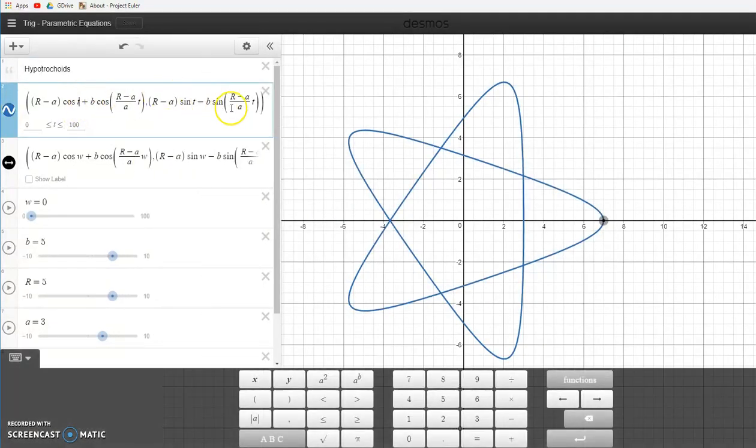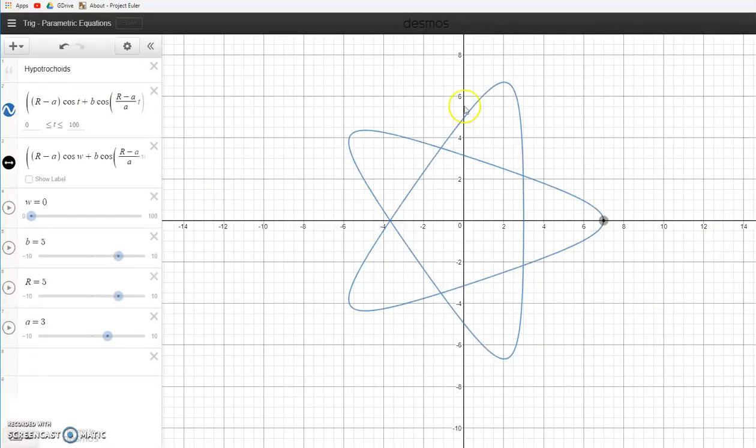Right, here's my equation. I have capital R, lowercase a, and lowercase b. I use different placeholders here. There's your A, there's your B, there's your H, and I have them set to be 5, 5, and 3, and that actually gives me this nice little star. And as my variable t increases, I have W as my placeholder here because Desmos is kind of finicky about these things. You'll see that it does trace out the star pattern. That is a hypotrochoid.